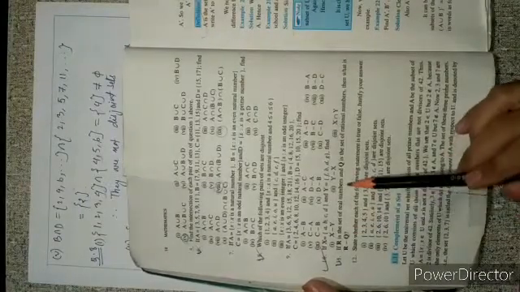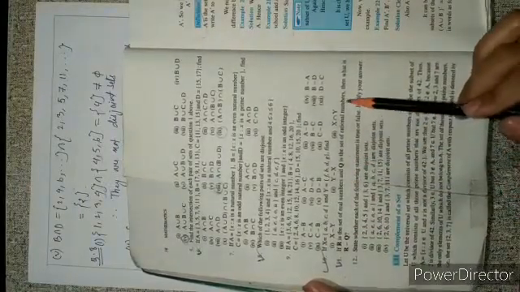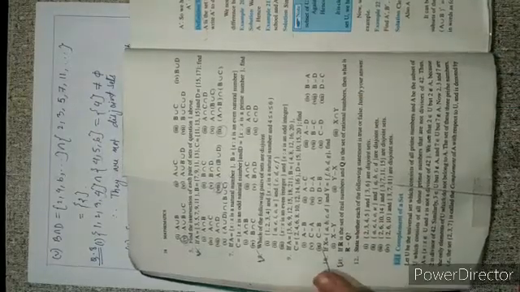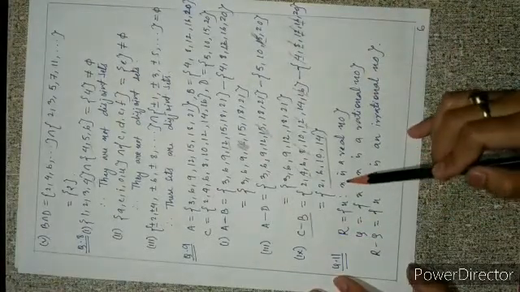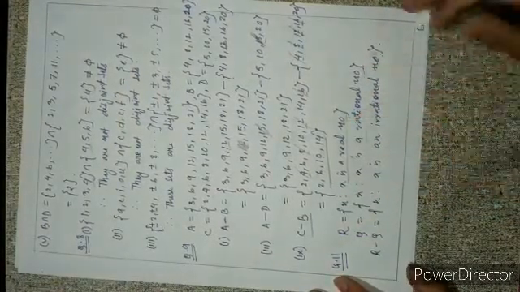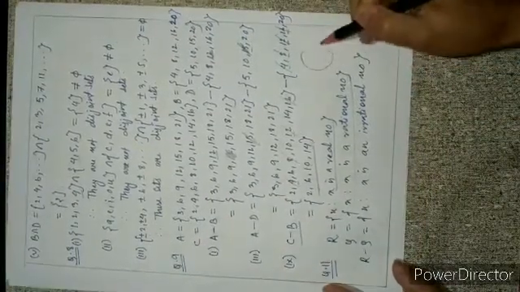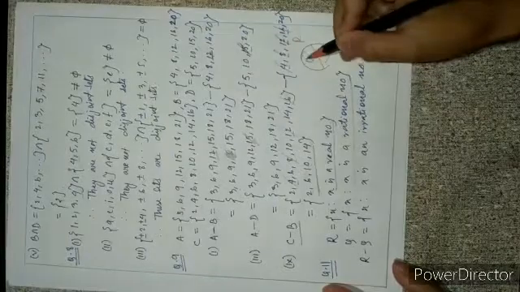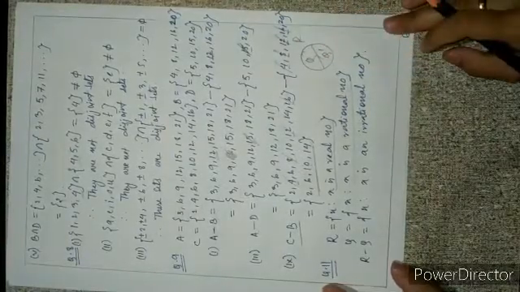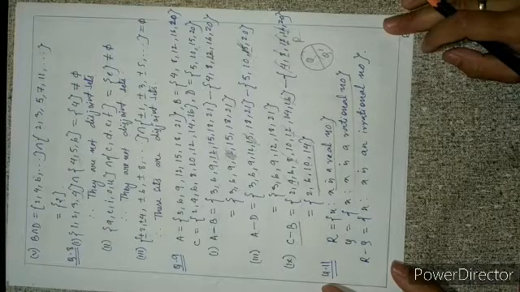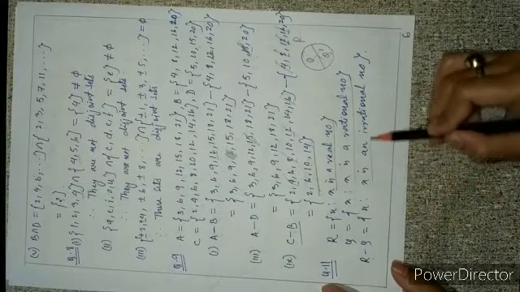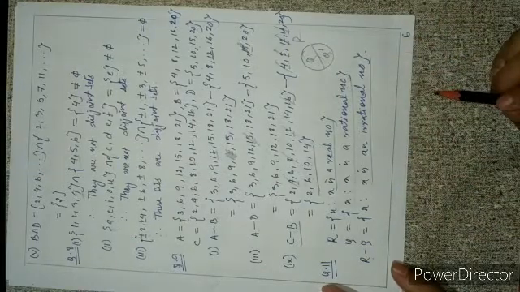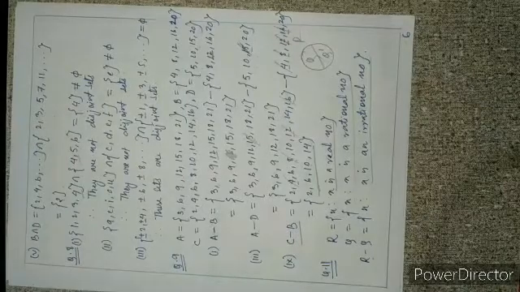Last question, number 11. If R is the set of real numbers and Q is the set of rational numbers, then what is R minus Q? This capital R is the set of real numbers. This capital Q is the set of rational numbers. Real numbers are formed by rational and irrational numbers together. So from the set of real numbers, if we remove the set of rational numbers, we get the set of irrational numbers. For today let's end here.